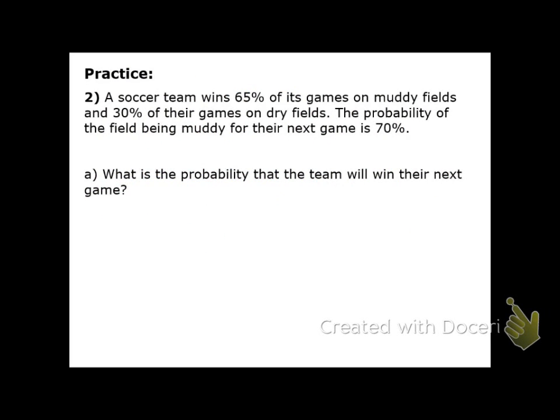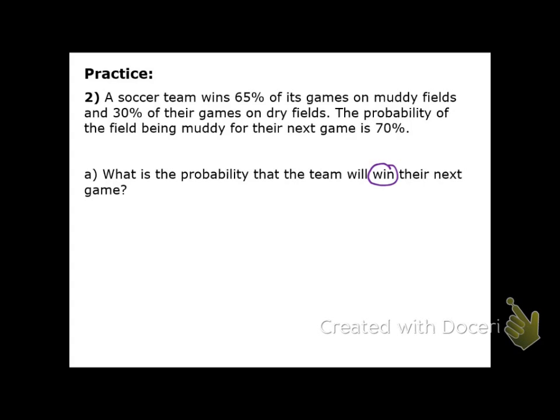So example 2. A soccer team wins 65% of its games on muddy fields and 30% of their games on dry fields. The probability of the field being muddy for their next game is 70%. What is the probability that the team will win their next game? So the focus of our probability is this win. We're looking for a win. So we're going to create a tree diagram to figure this out.